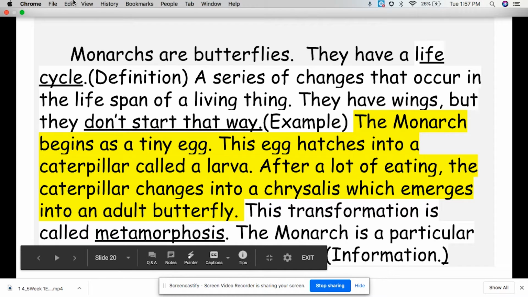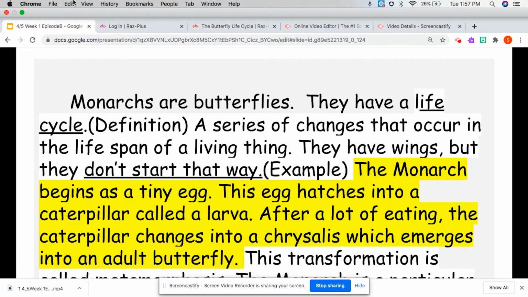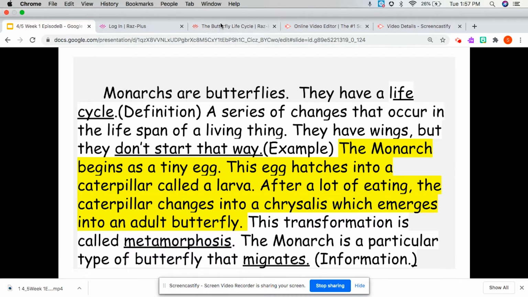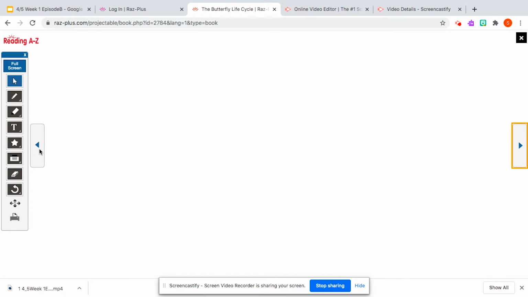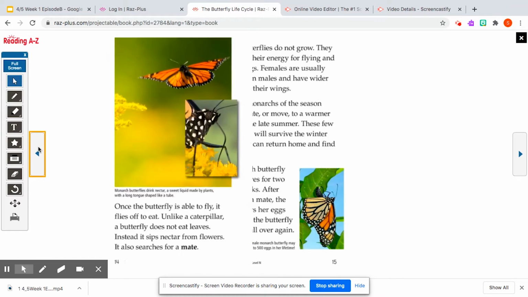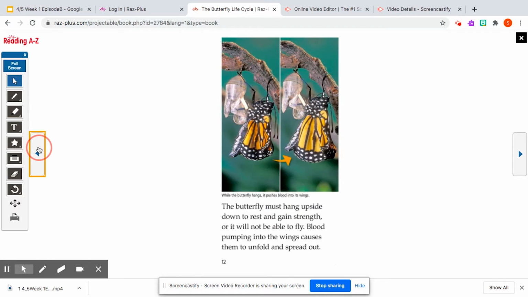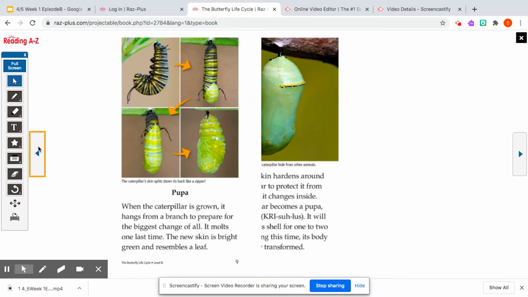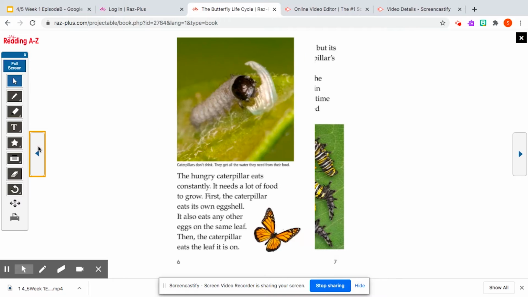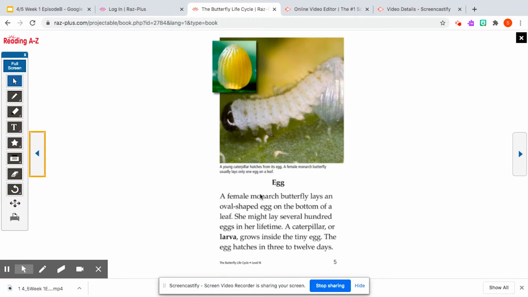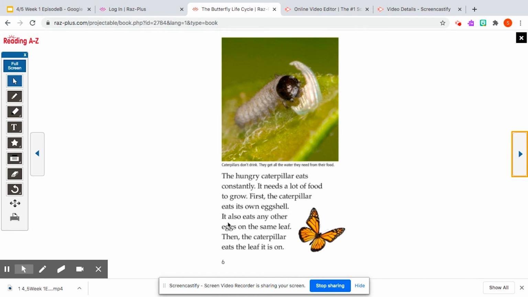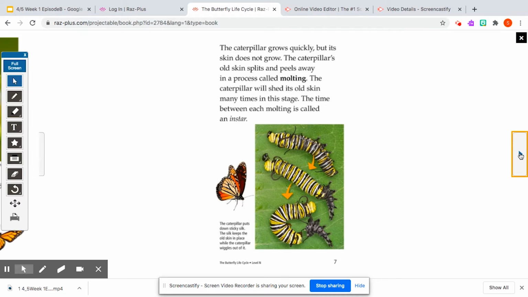Going back to the text, going back to our text, we can go to the pages and figure out some things that might be helpful in our writing. So for example, we learned that it starts with the egg and it's pretty tiny. We learned that it moves into a caterpillar and it eats its own shell. Then we learned that the caterpillar starts to molt where its skin peels away.